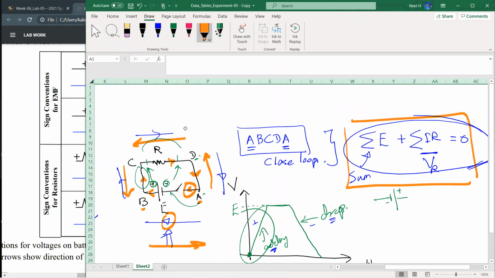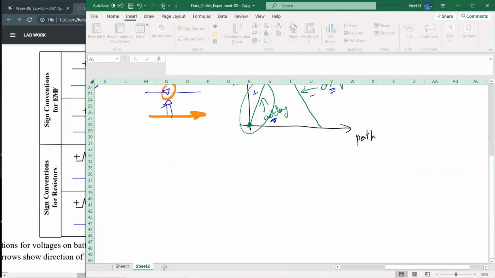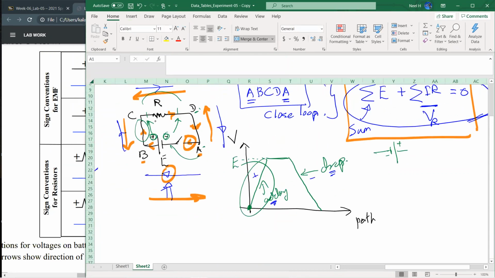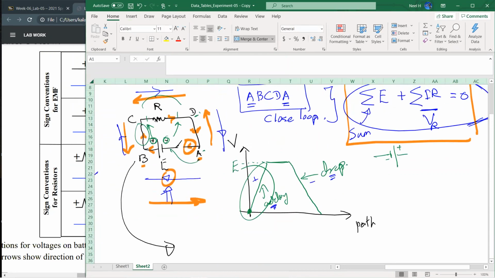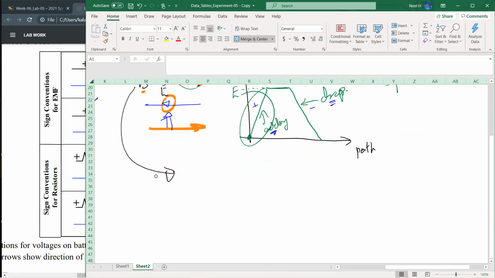Which means let's do that for this particular example right here. If I start from A, let me draw that again. Just one resistor, okay, nothing much. One resistor, one battery, and one switch.